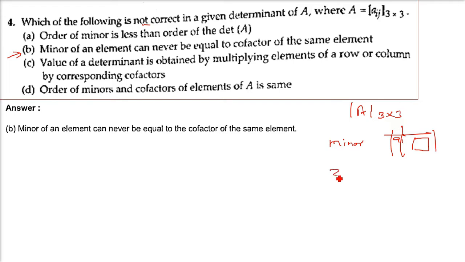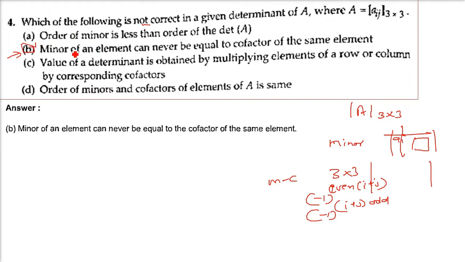If you take a 3 by 3 matrix, wherever we have -1 to the power even, then minor and cofactor are the same. Whenever we have -1 to the power odd, I am talking about i plus j, the row number and column number, when i plus j is odd, then the minor and cofactor will not be equal. The only difference will be the negative sign. Minor will be equal to negative of cofactor and vice versa.